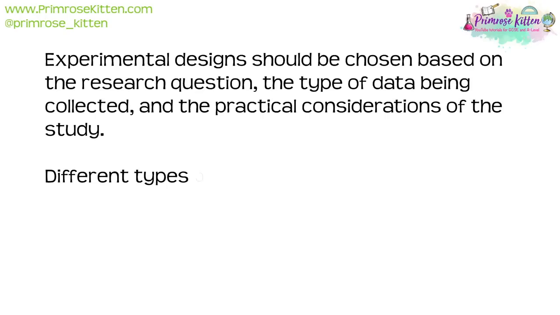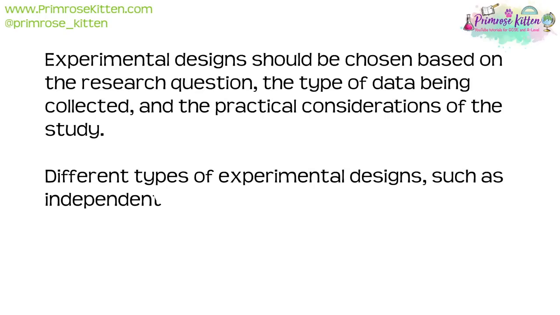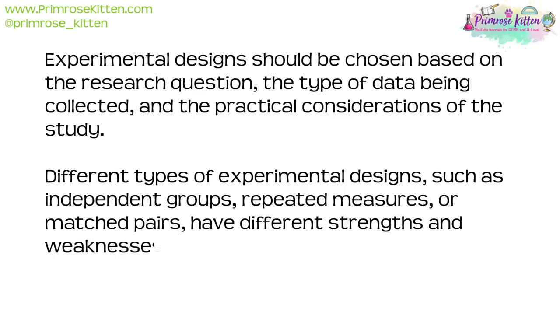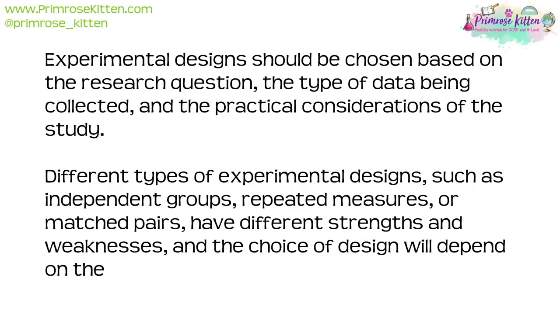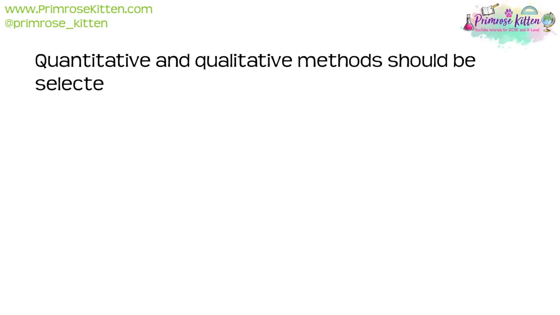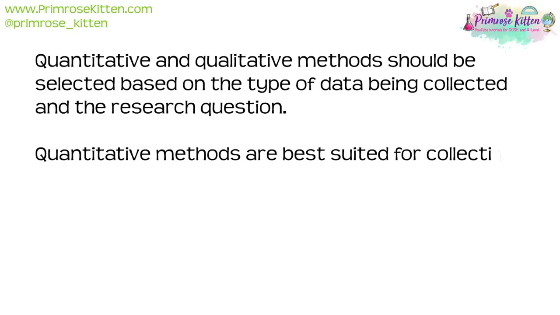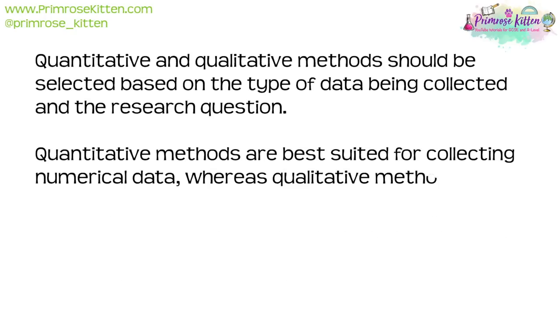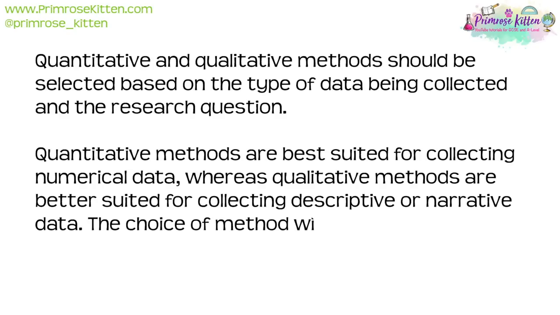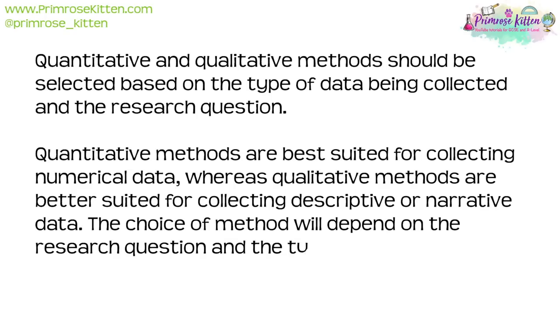Experimental designs should be chosen based on the research question, the type of data being collected, and the practical considerations of the study. Different types of experimental designs, such as independent groups, repeated measures, or matched pairs, have different strengths and weaknesses, and the choice of design will depend on the specific research context and question. Quantitative and qualitative methods should be selected based on the type of data being collected and the research question. Quantitative methods are best suited for collecting numerical data, whereas qualitative methods are better suited for collecting descriptive or narrative data. The choice of method will depend on the research question and the type of data being collected.